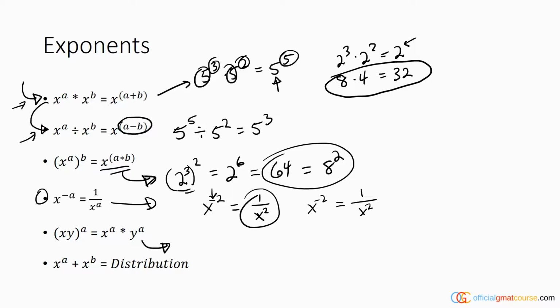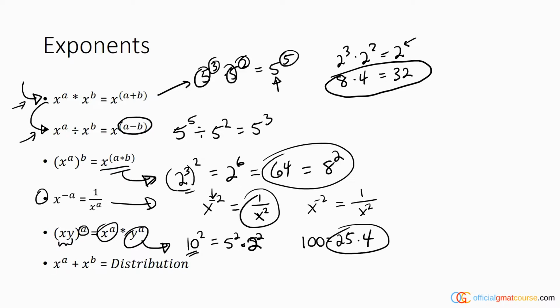All right, so xy to the a, this is a situation where we have something like 10 squared. And this means we're going to get 10 squared equals 5 squared times 2 squared. Because two numbers multiplied together to a base, so like 5 times 2, is equal to each of those numbers separately taken to the exponent and multiplied together in the middle. And we know this is true because 10 squared is 100, 5 squared is 25, and 2 squared is 4. And as anyone who's ever added 4 quarters to get a dollar knows, 25 times 4 equals 100.